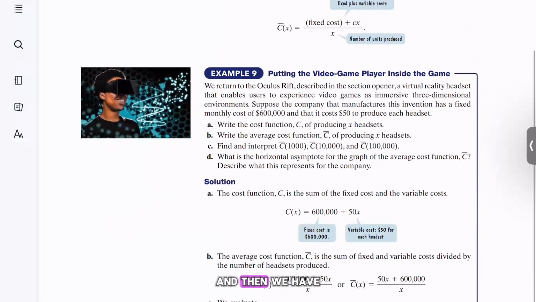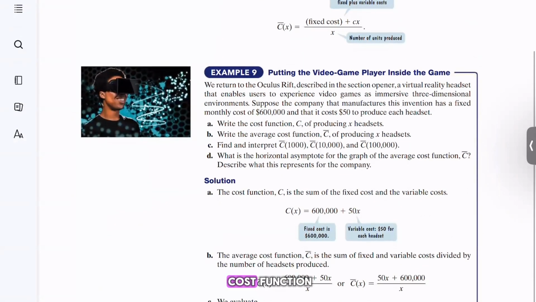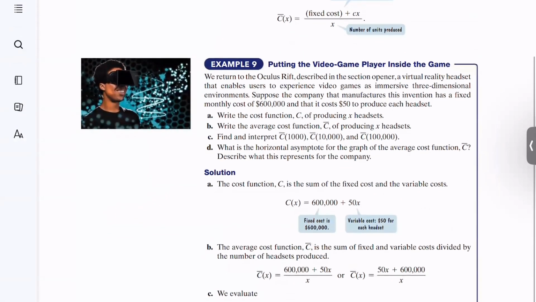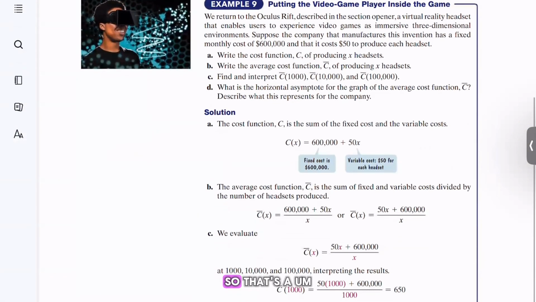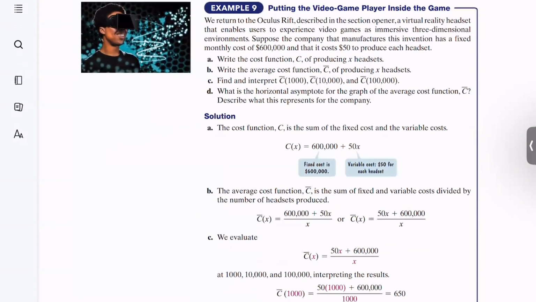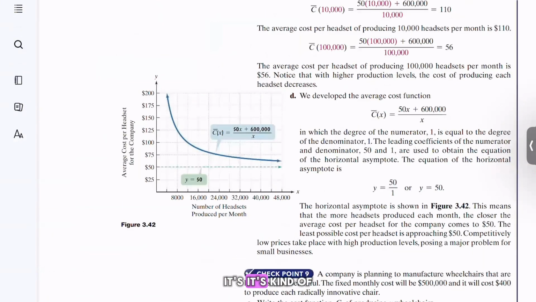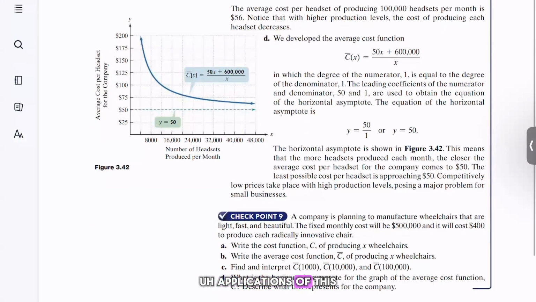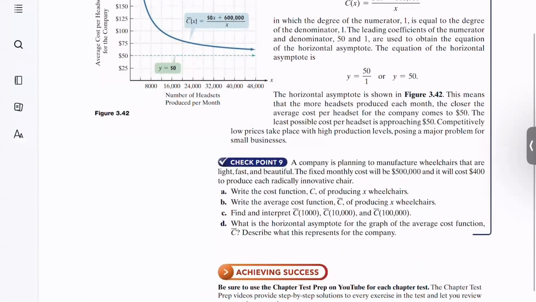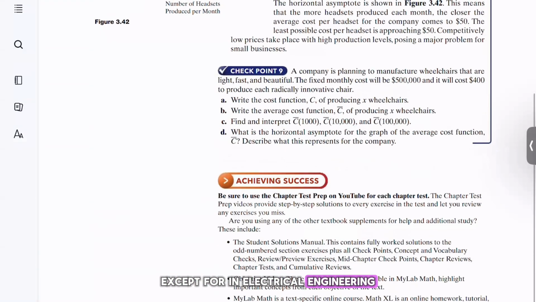And then we have, what is this, a cost function? So that's an application of what you would use it for, but it's a little unusual. It's kind of hard to make applications of this, except in electrical engineering.